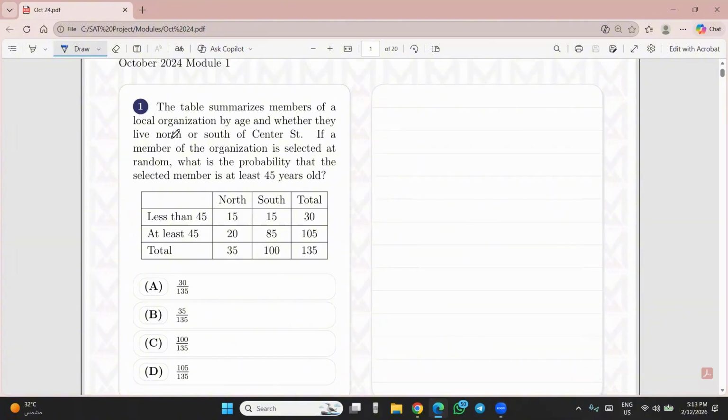The table summarizes the members of a local organization by age and whether they live north or south of Center Street. If a member of the organization is selected at random, what is the probability that the selected number is at least 45 years old? As you can see here in the table, we have north and south with these numbers, and then the total of them, we have less than 45 and at least 45 years old. This is the ages. And then the total.